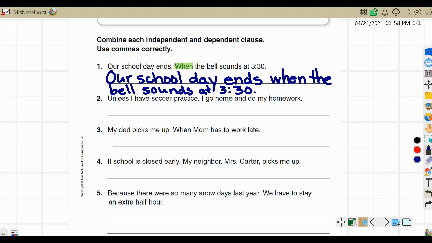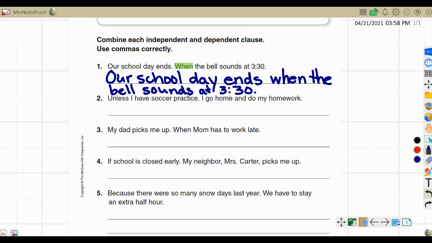All right, unless I have soccer practice, I go home and do my homework. So unless I have soccer practice, that makes me feel like there's more information to be had. So I look at my first word. There's unless, that subordinating conjunction. Look at the second sentence. I go home and do my homework. Subject, I. What's the verb? Go and do. Go home and do my homework. So that one's an independent clause because it does not have a subordinating conjunction.